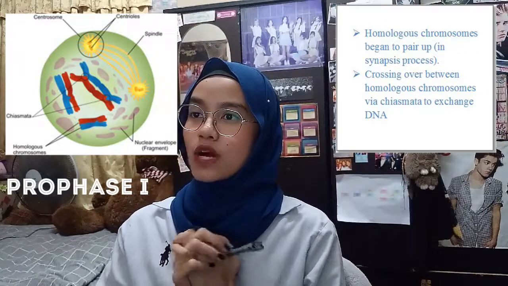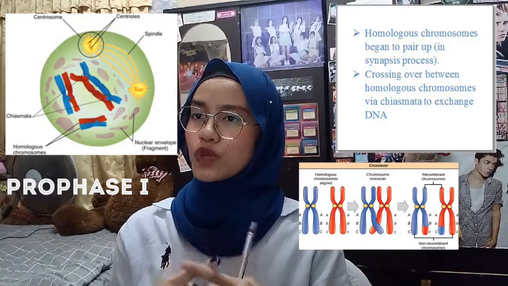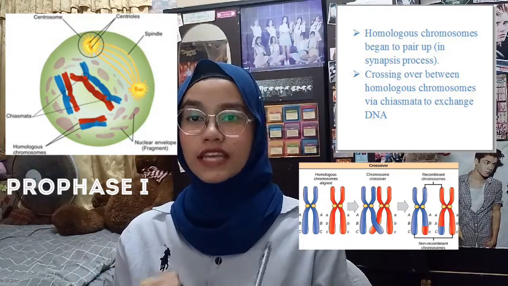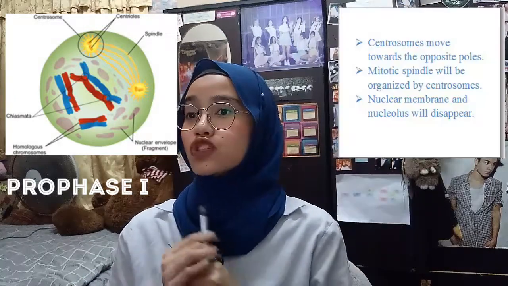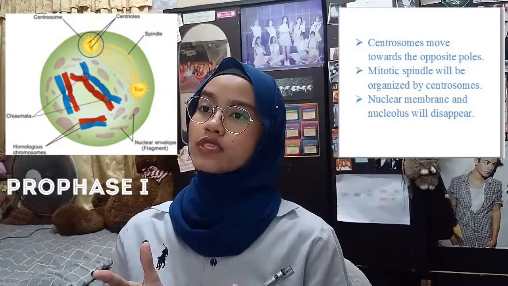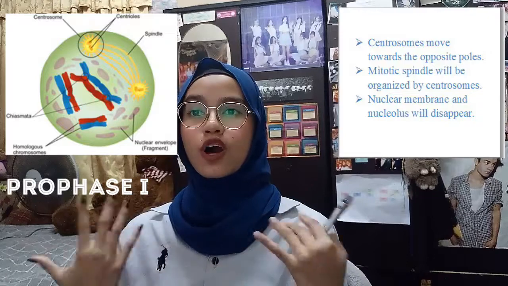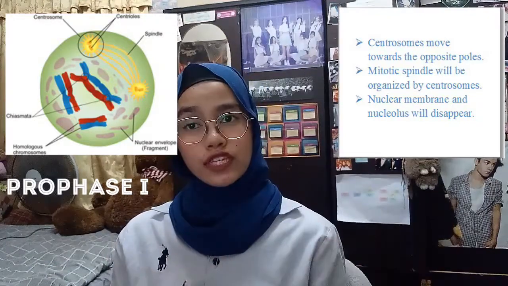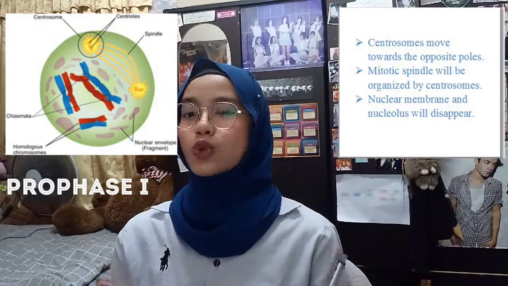Next, there will be crossing over between homologous chromosomes via chiasmata to exchange DNA. Meanwhile, the centrosomes and centrioles will move to the opposite poles, and the spindle will be organized by the centrosome. The nuclear membrane and nucleus will disappear before going to metaphase 1.